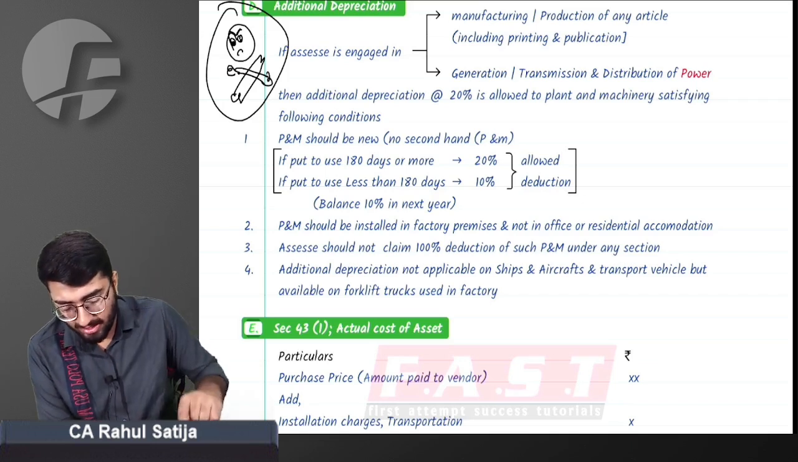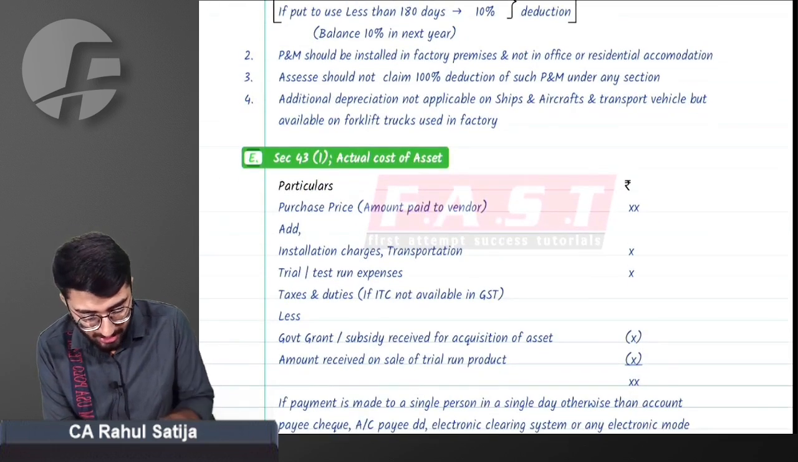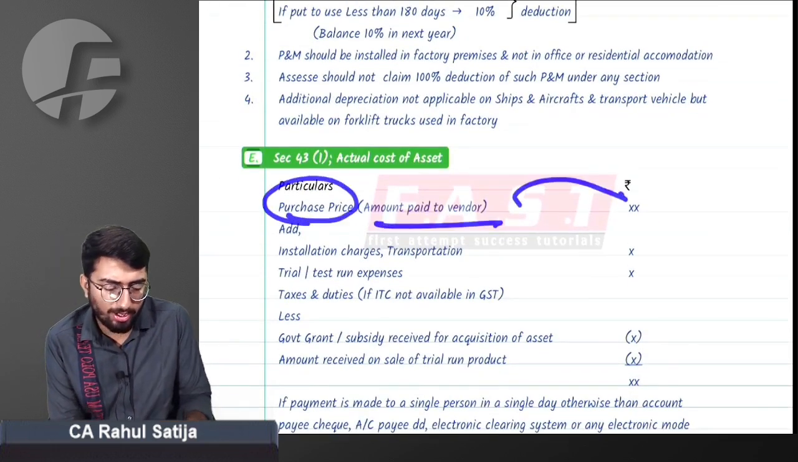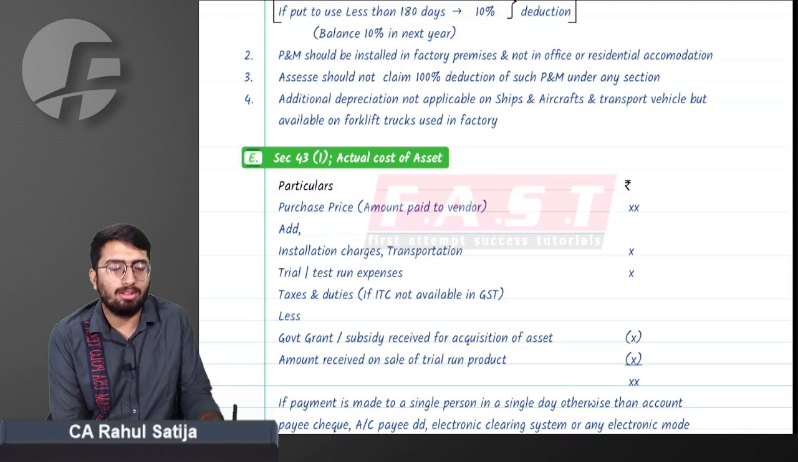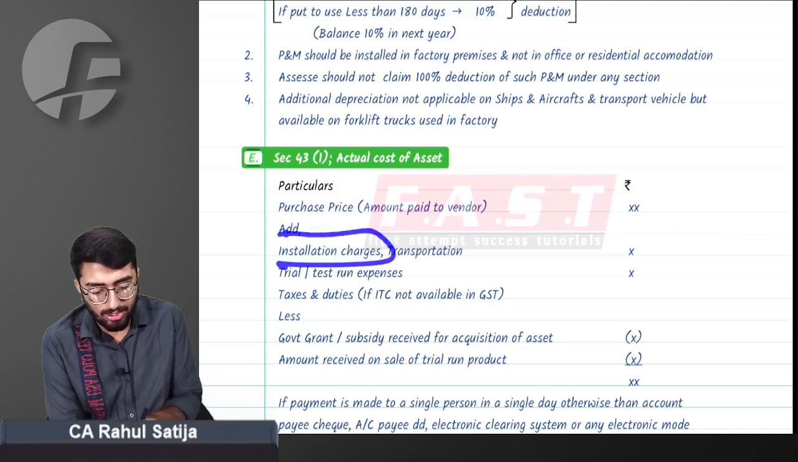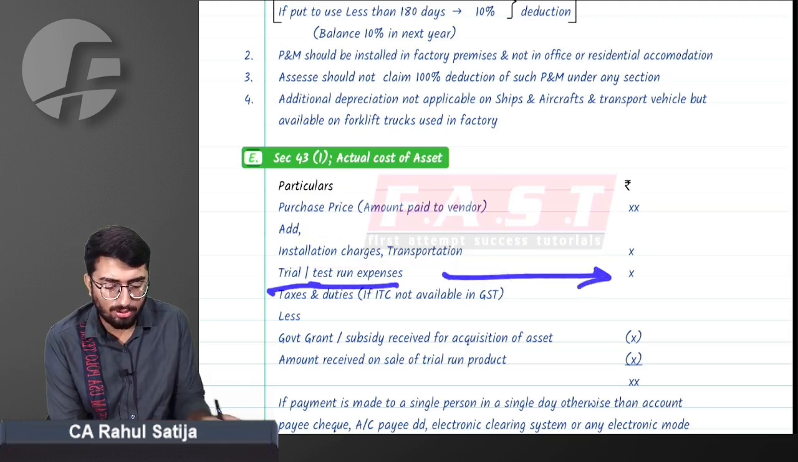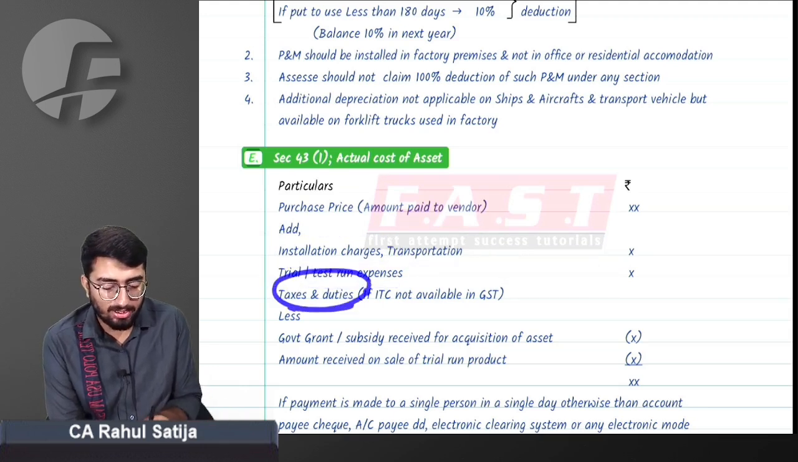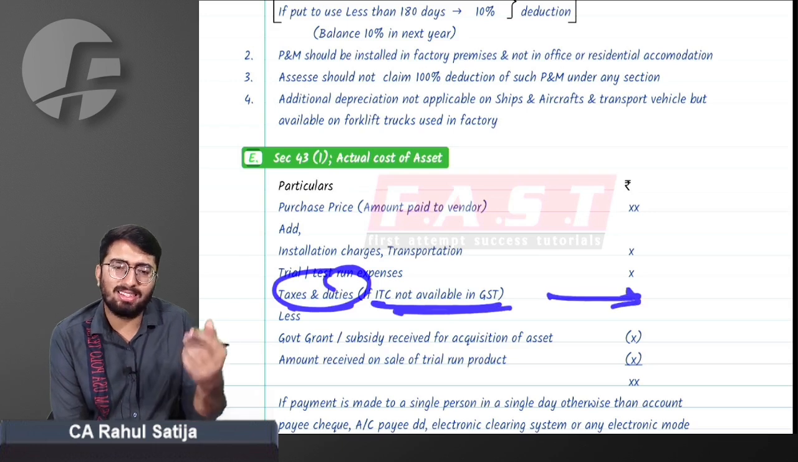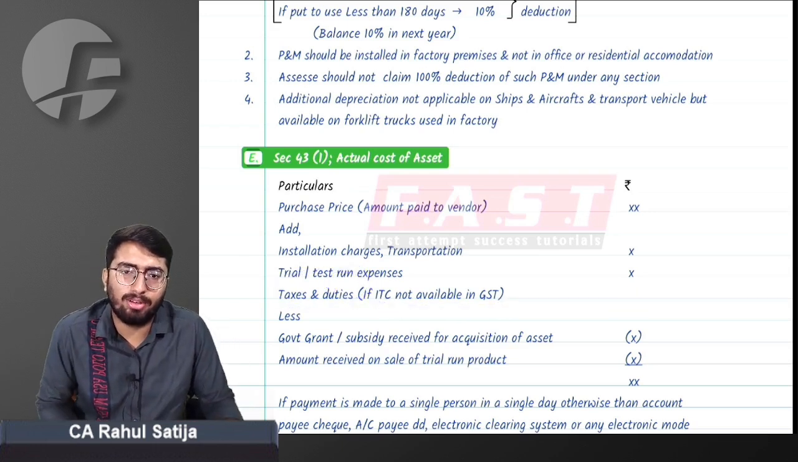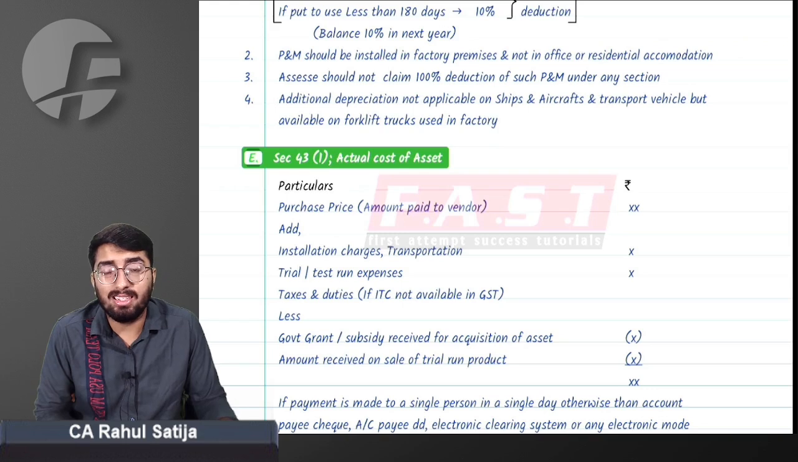What does section 43(1) say? Any purchase price, that is the amount paid to the vendor, is to be added to cost. Any installation charges, transportation charges, and trial tests and expenses have to be added. Any taxes and duties, if ITC is not available, for example GST on which ITC is not available.